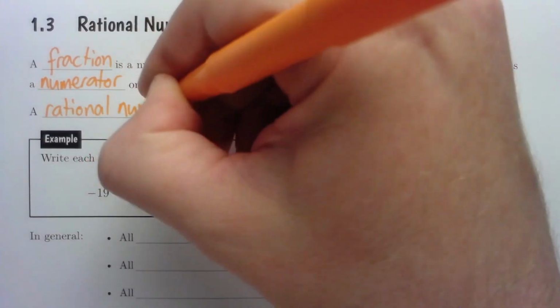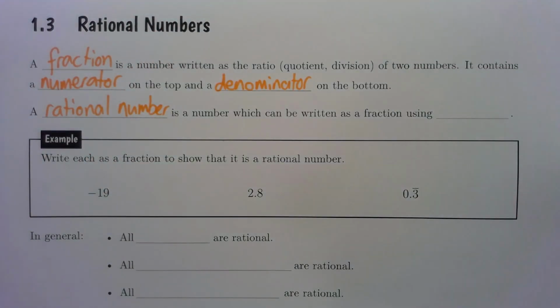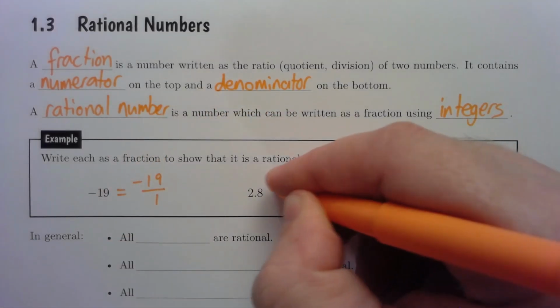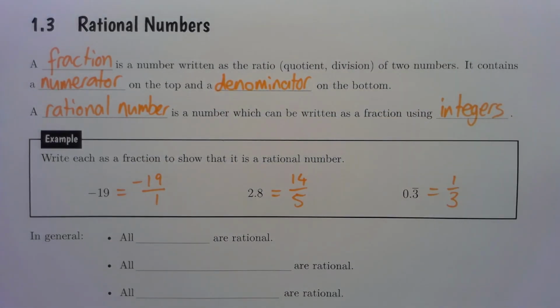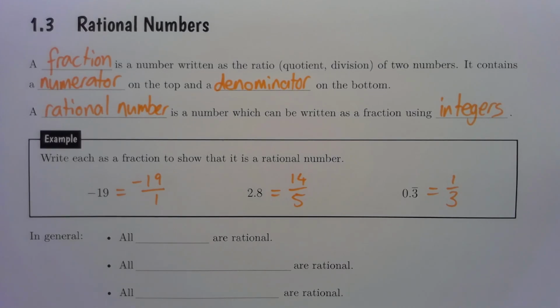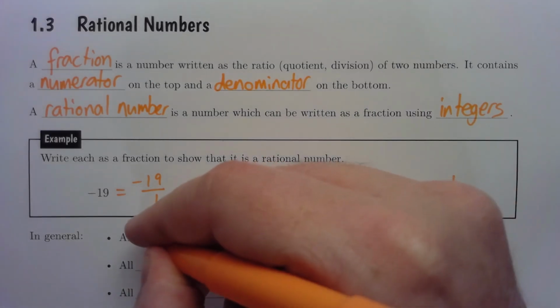Now, a rational number is a number which can be written as a fraction, but only if we're using integers for both the numerator and the denominator. So, for example, the numbers -19, 2.8, and 0.3 repeating are all rational numbers because we can write them as fractions. Now, for this lesson, we're not going to see how we can actually go and find these fractions. It's enough for us to know that they exist, but in a future lesson, we'll see how we can actually calculate what these fractions are.